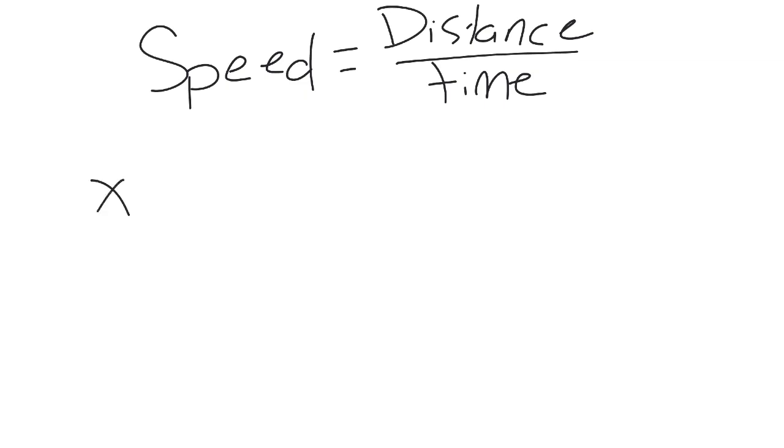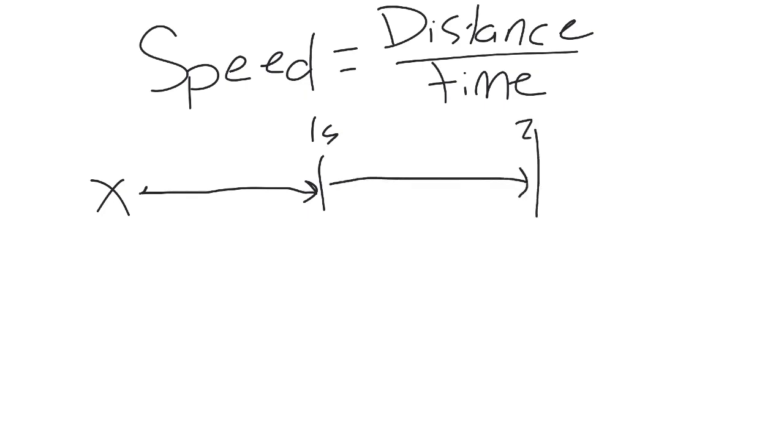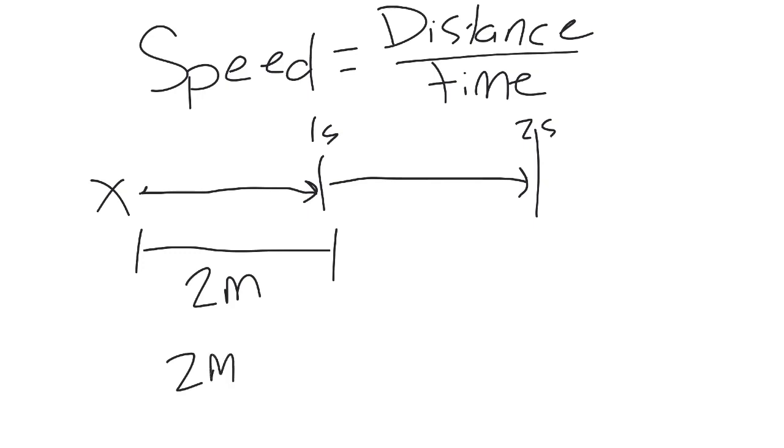What speed really is: let's say I started at X and I started walking a certain distance, and it took me 1 second to get there. Then I traveled here and this took me 2 seconds to get there. I measured the distance that I traveled here, and maybe this was 2 meters. So I traveled 2 meters in 1 second. My speed was 2 meters per second.